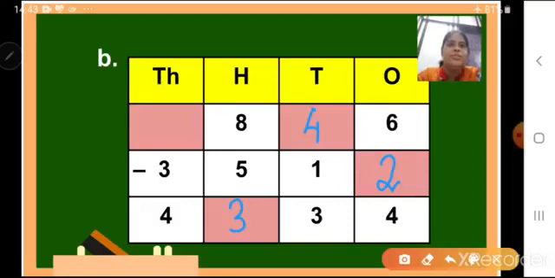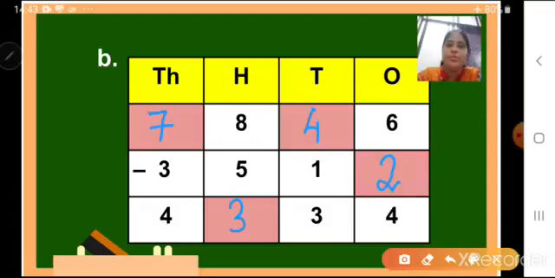The last place, which is thousands place, we have to find the minuend. Again, how to find the minuend? By addition. What will we add? The difference and the subtrahend. That is 4 plus 3. What is 4 plus 3? 7. So my answer here will be 7.